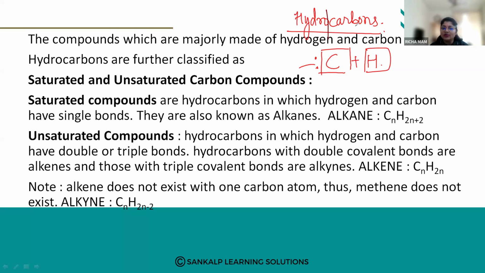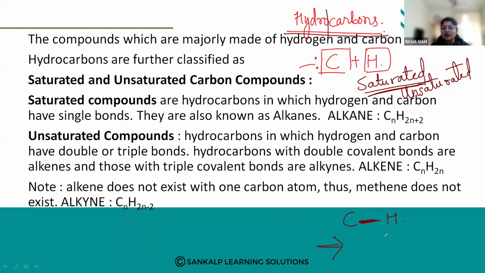These hydrocarbons are majorly classified into two types. One is saturated, another is unsaturated. Now what do you mean by saturated? Saturated means between the carbon and the hydrogen, single bonds are present. Then this class of compounds are called alkanes.